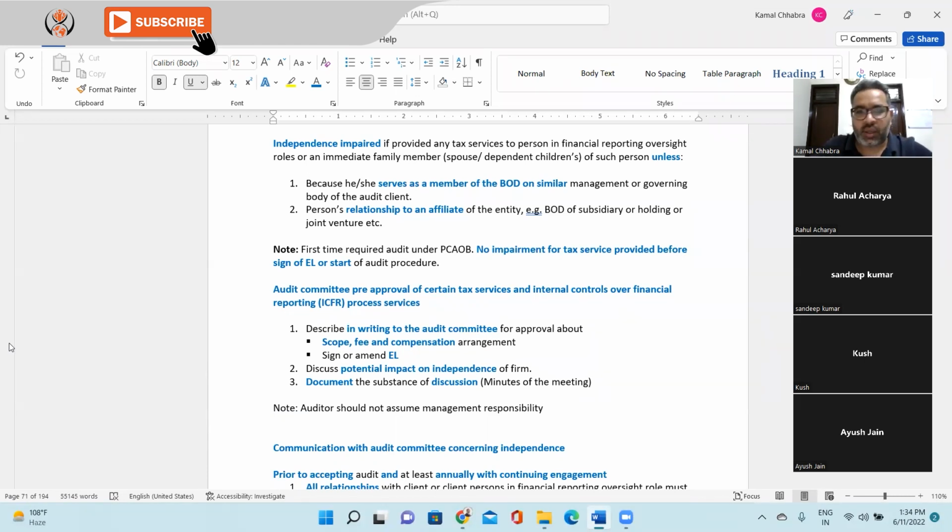And then pre-approval of the audit committee is also required. So you need to justify to the audit committee why your independence is not impaired when you are providing such services.